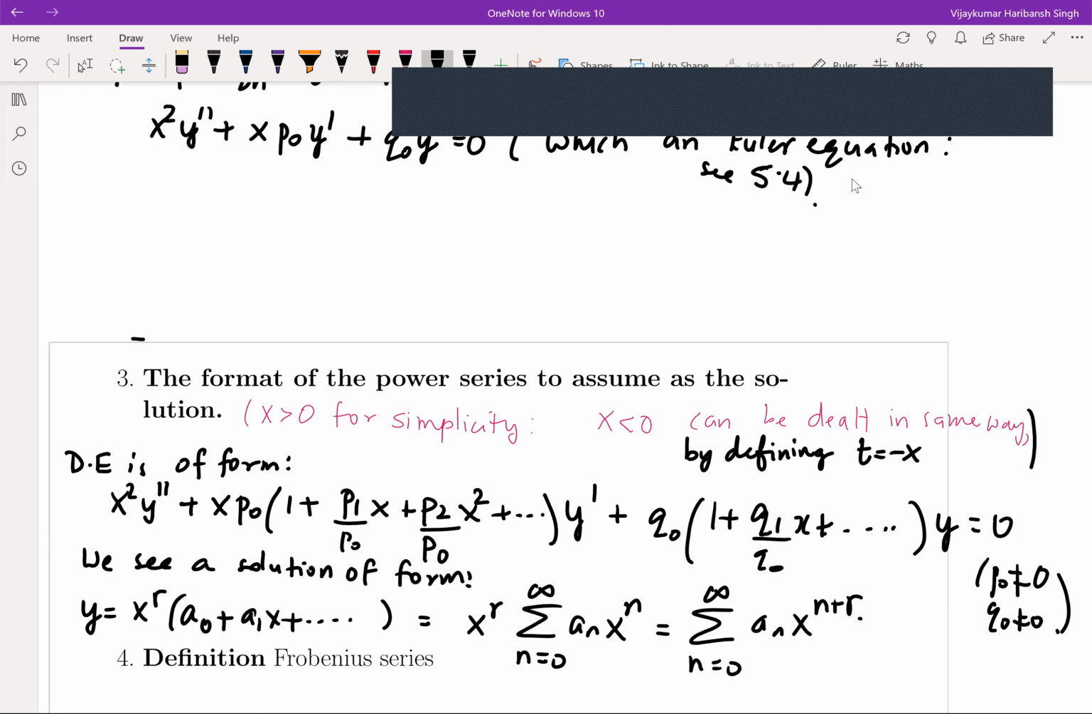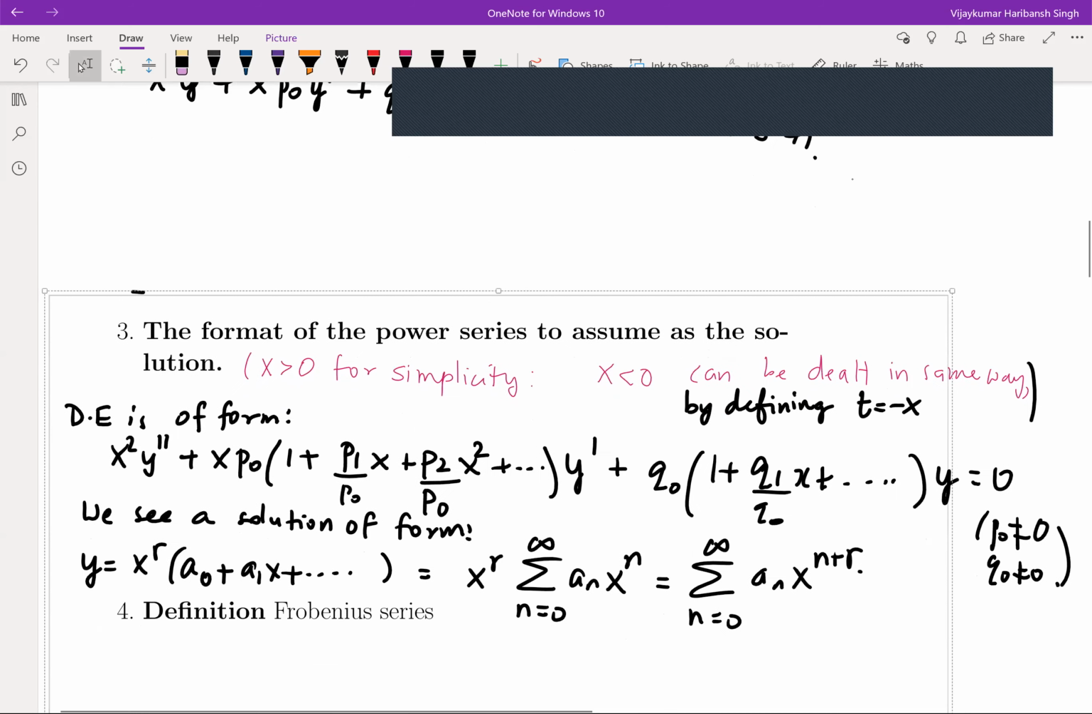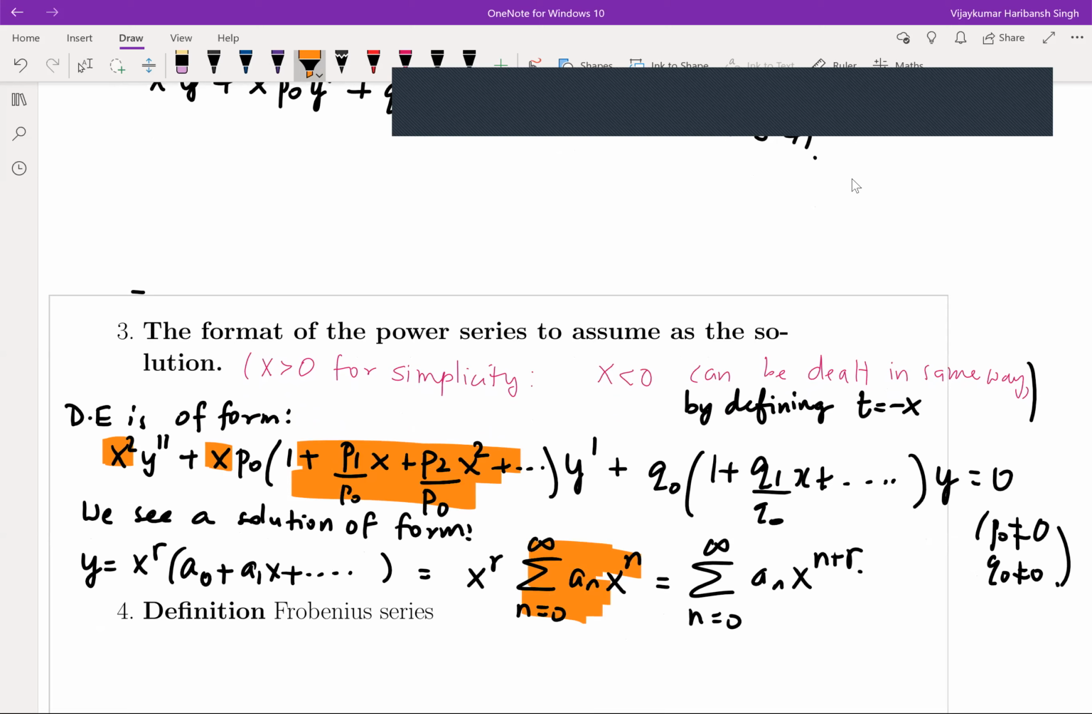Now, why are we seeking a solution of this format? Please note that if the x squared and x terms were not there, and these terms were already analytic, we would get the usual analytic power series. We would only need this part to get the solution, because then we get an ordinary point. However, because of the existence of this x squared and x p(x), we have to take a solution of the form x to the r times this. This is to take care of the singularity.